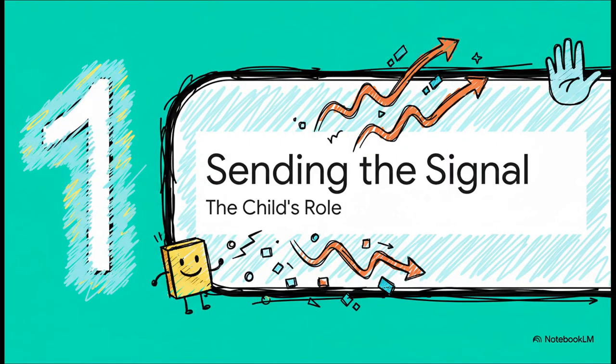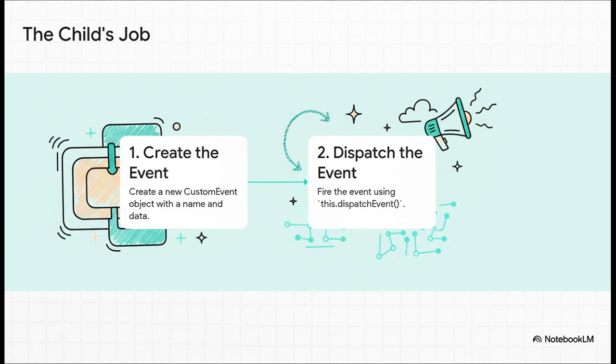First up, we've got to look at the component that needs to do the talking, the child. I want you to think of the child's job as sending up a flare. It has to create the signal, and then it has to fire it off so the parent can't miss it. And it really just boils down to two simple steps. First, the child has to create the event. This is kind of like writing a message and sealing it in an envelope. Second, it has to dispatch that event, which is the act of actually putting it in the mail. Create it, then send it.